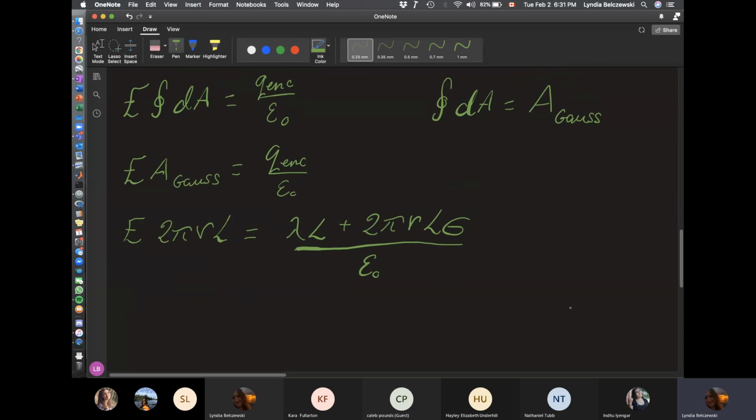Okay, and so now to find the magnitude of the electric field, really all we have to do is just divide both sides by this 2 pi r L to isolate the electric field.